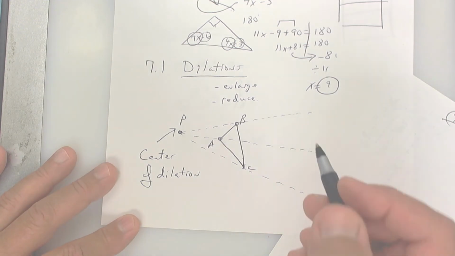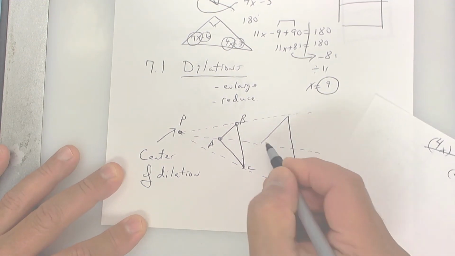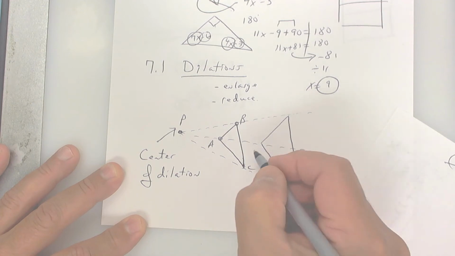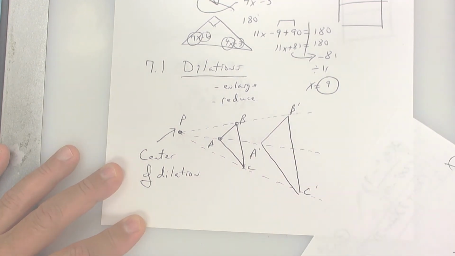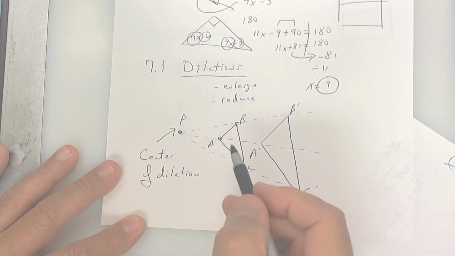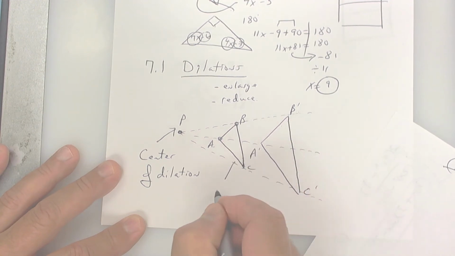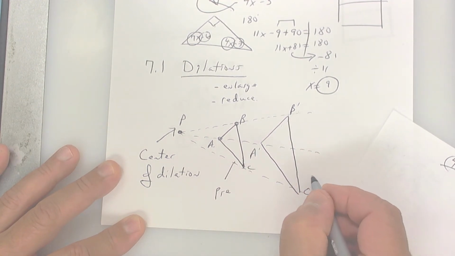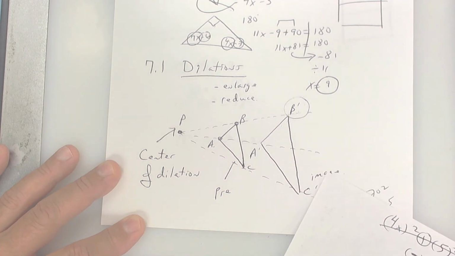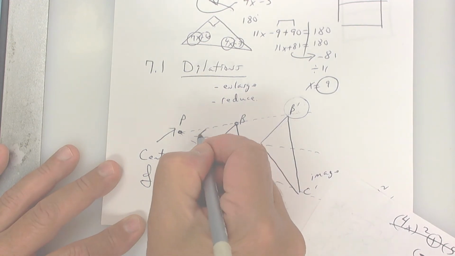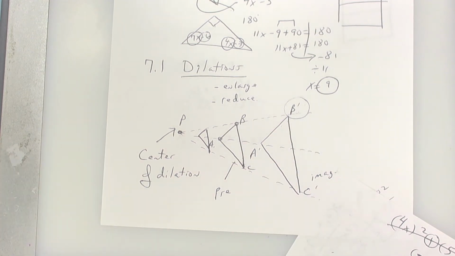If you want to make it bigger, you would go this way, like this. And you would call this one A prime, B prime, and C prime. Okay? Remember, the one with the primes is the new one. Okay, so this is the pre-image, and this is the image. Make sure you know that, okay? So the ones with the primes are the new ones. If you wanted to reduce it, you would go this way. And you would make it smaller. It'd be a fraction, okay?